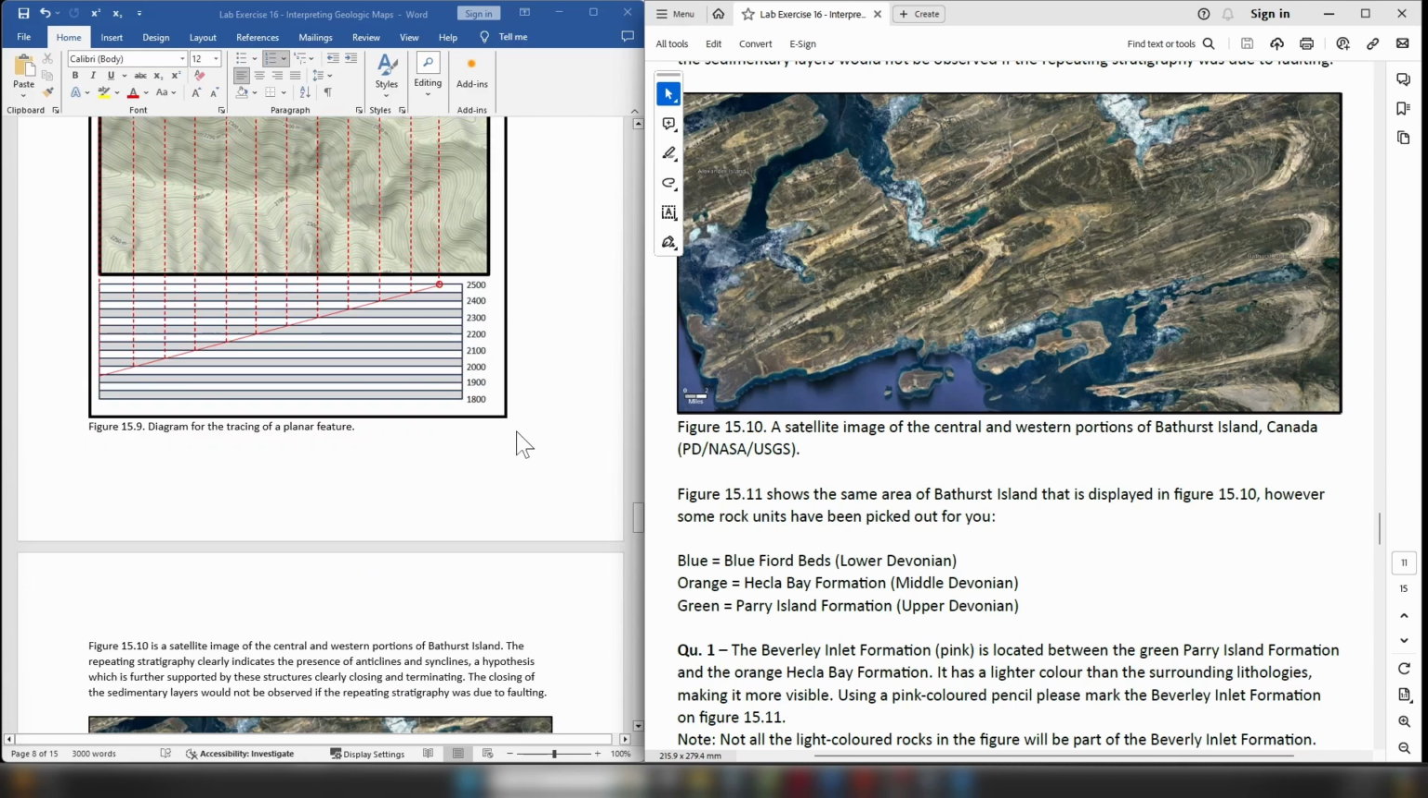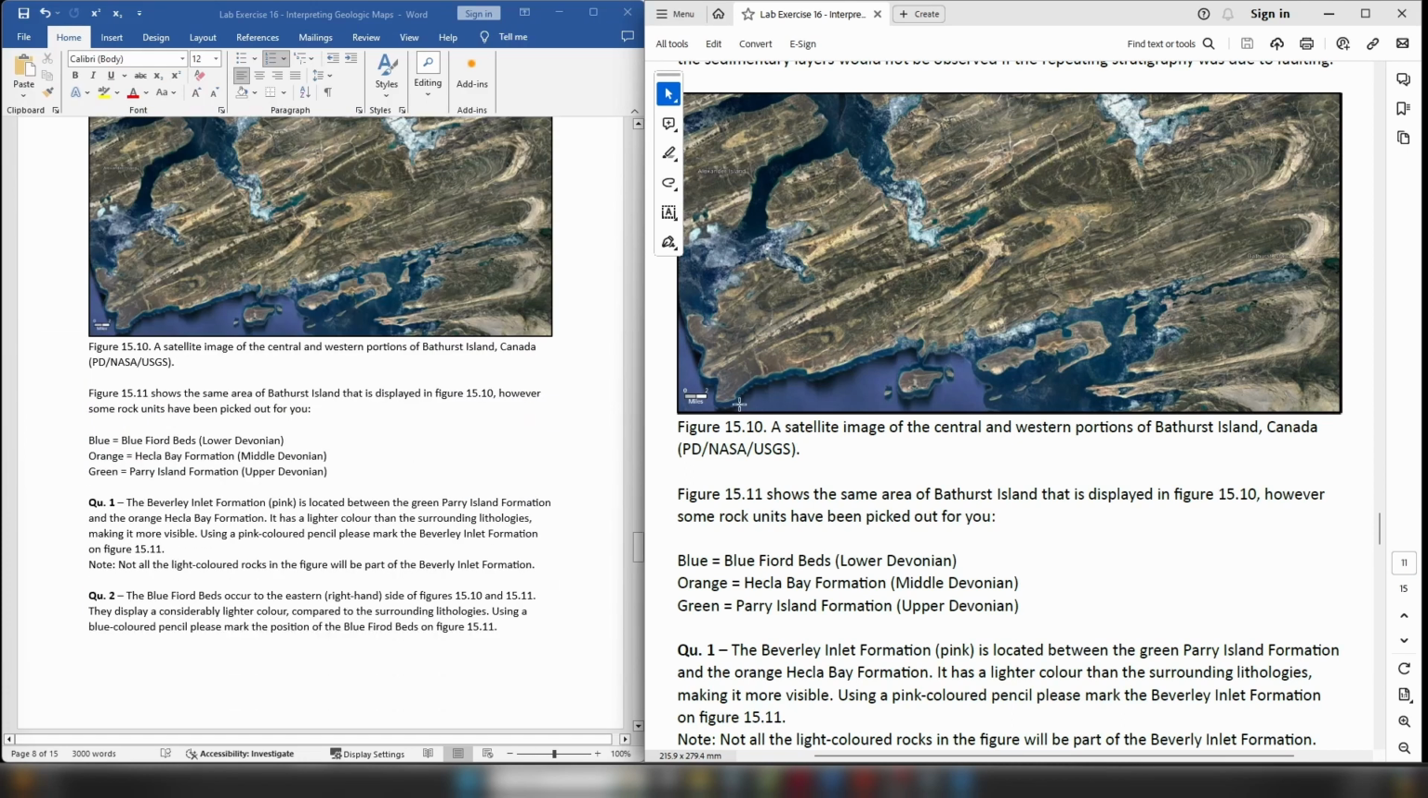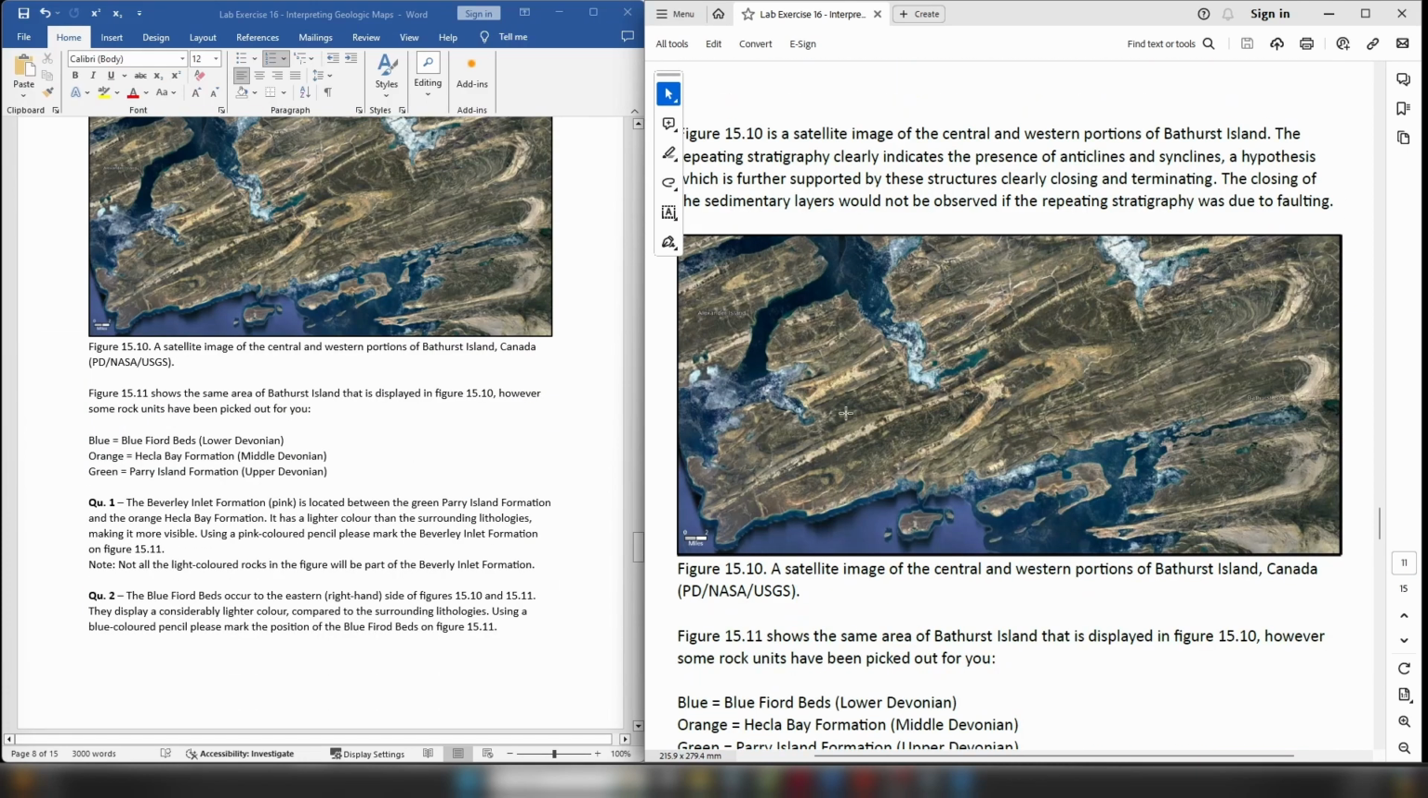So when we look at our satellite image, we can quite clearly see that there are some layers of rock that have a very distinct color to them, so they stand out when compared to the surroundings. And some of these rocks are also obviously forming topographic highs, which would suggest they are harder than some of the other layers of rock which are exposed at the surface.